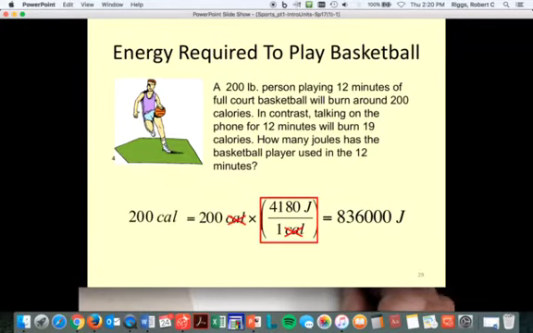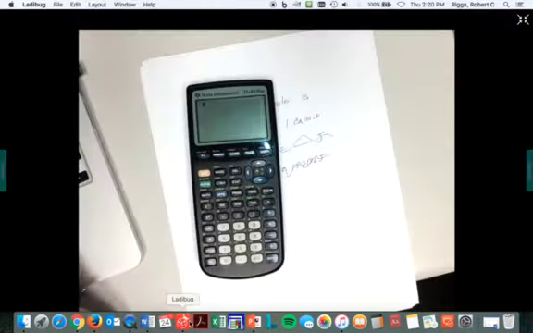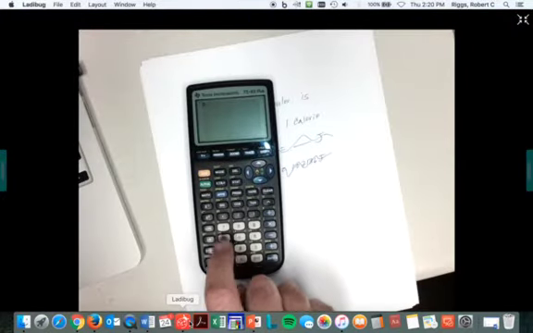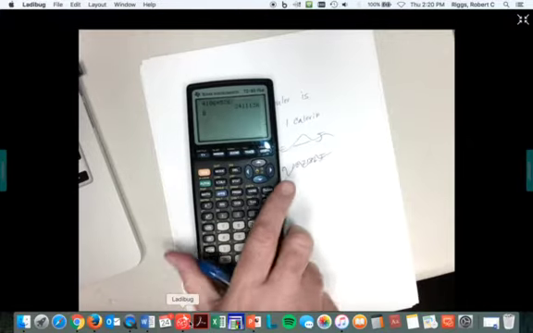Joules. Wait a minute. Oh, I put 186. That made no sense. I've got to look at this. So if I go 576, I am so sorry. I should just quit. 4186 times 576. I thought that was way too small.